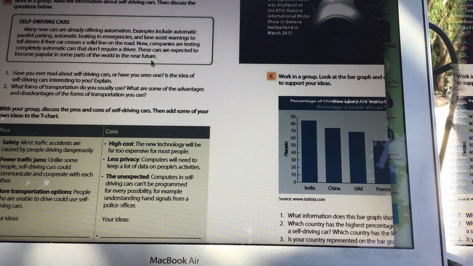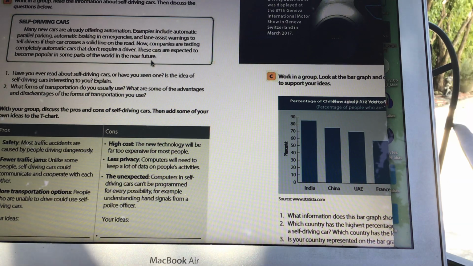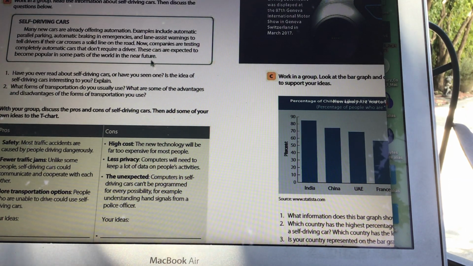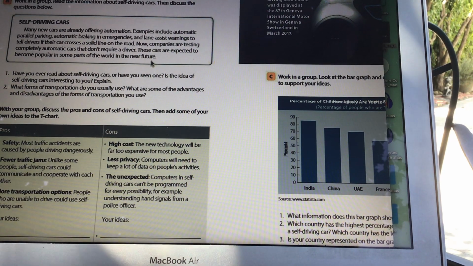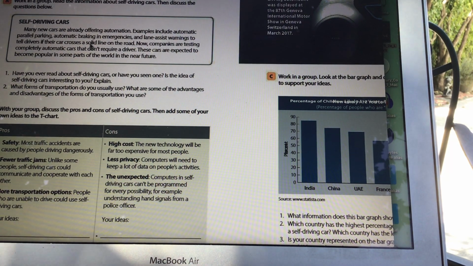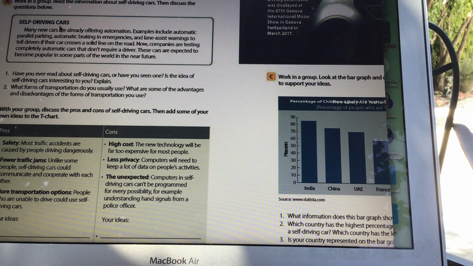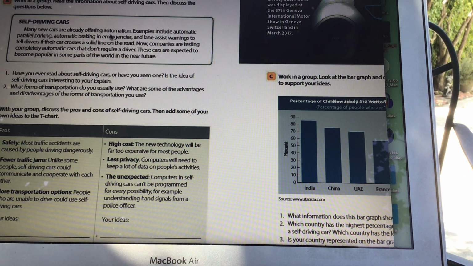Now I'll read one sentence, then I'll pause and allow you to repeat, and then I'll go on to the next sentence. Pay close attention to your accent. Self-driving cars. Many new cars are already offering automation.